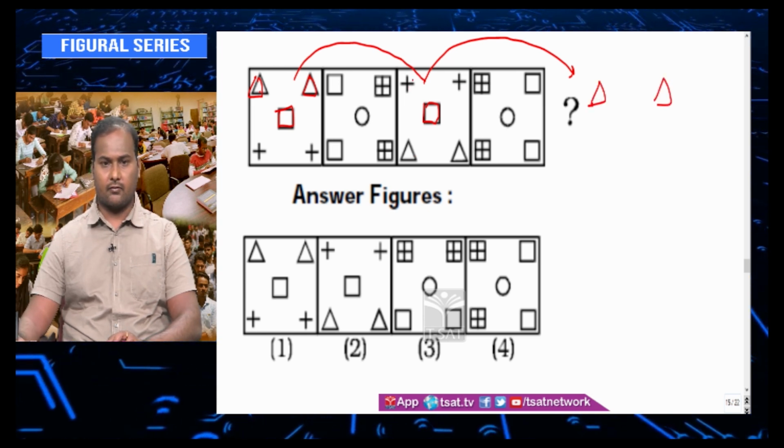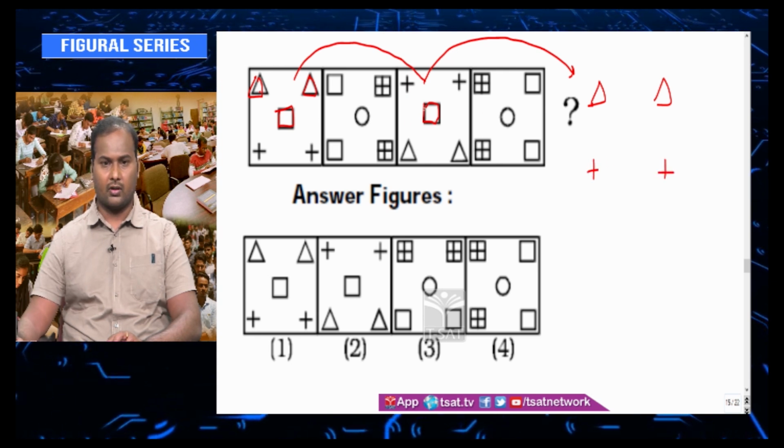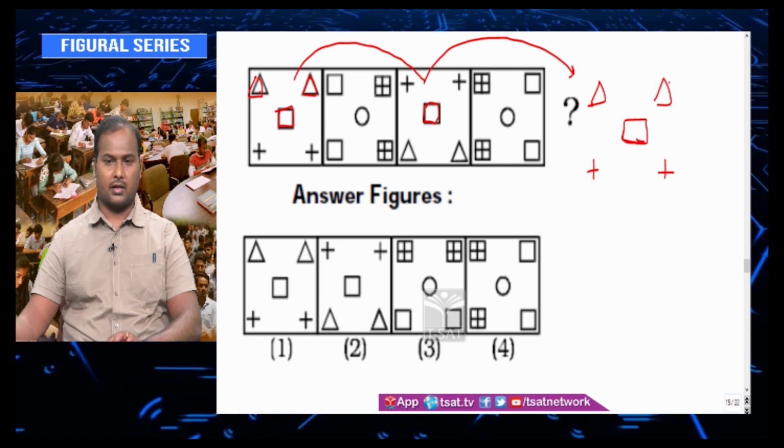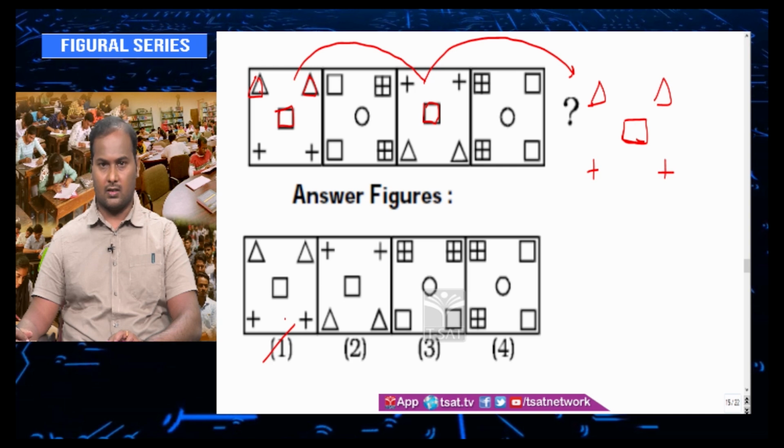What about the plus signs? From top, they will move to bottom. So plus signs, they will move to the bottom. And what about the square at the center? It will be same. The square will be same. So check out the options. Which is the answer? Option 1 is the answer.